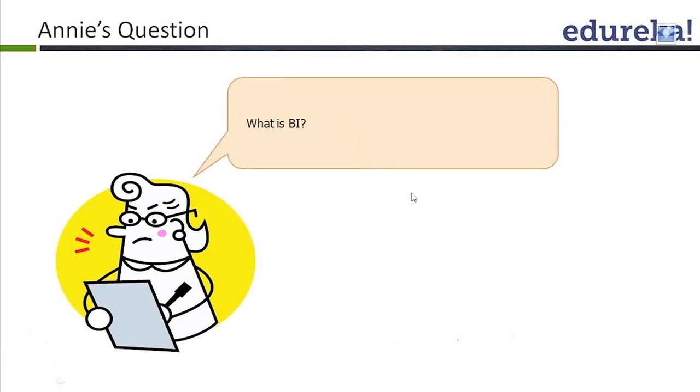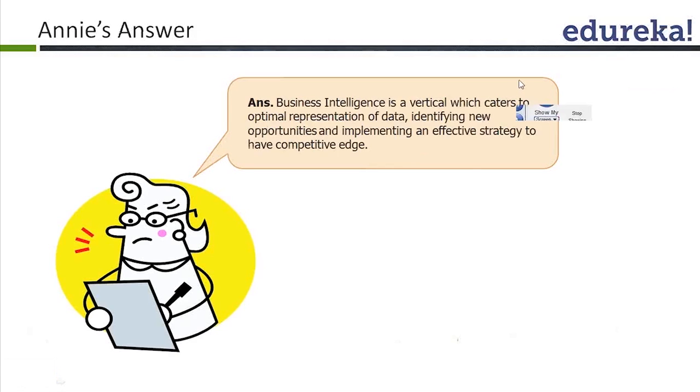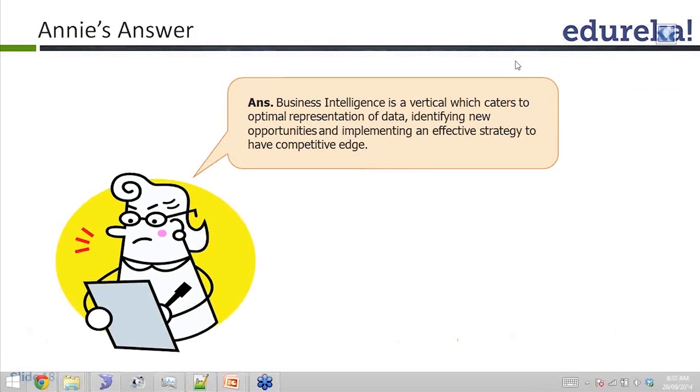So BI is business intelligence, and BI is a vertical which caters to optimal representation of data. So it's all about data, using data for your business intelligence, identifying new opportunities and implementing an effective strategy.